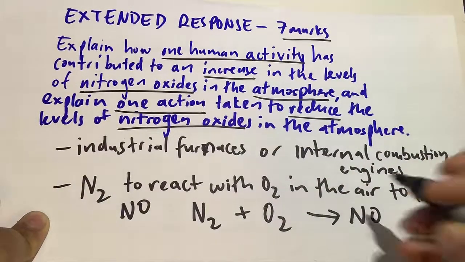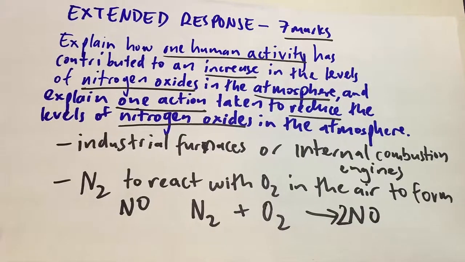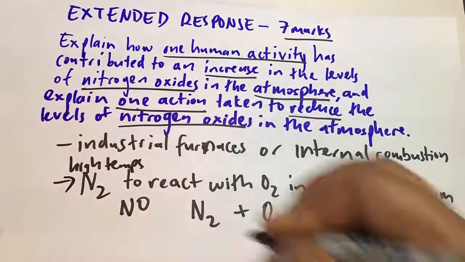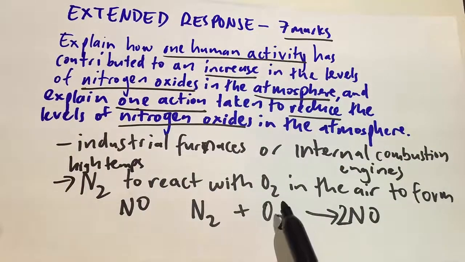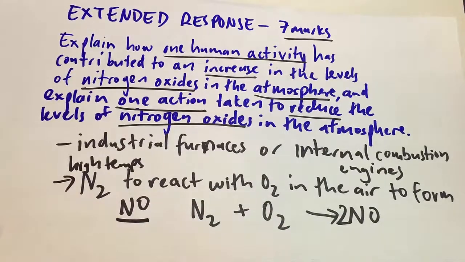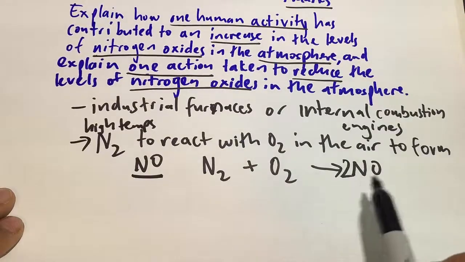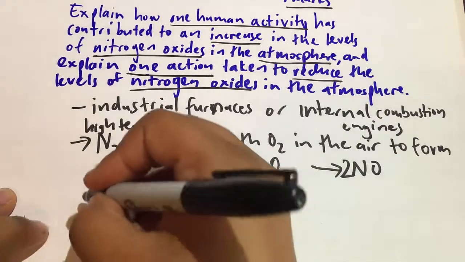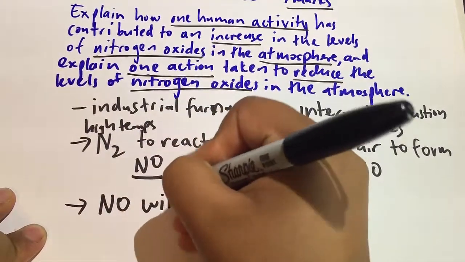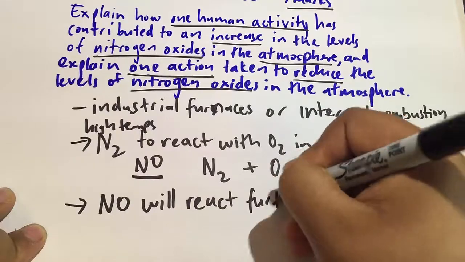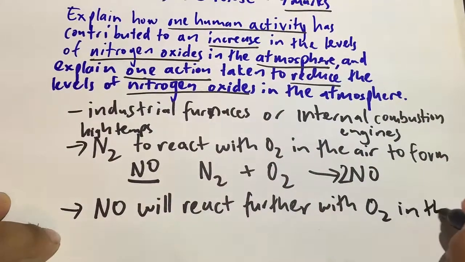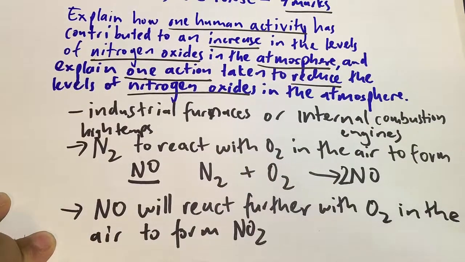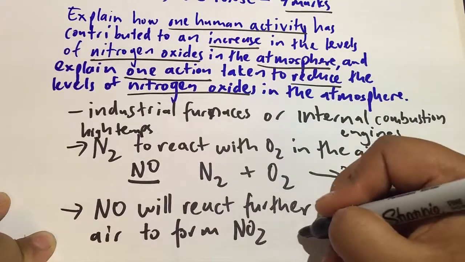Now, that equation is not in balance, so we do need to balance it out. Oh, sorry, I forgot to add high temps. So high temps allow N2 to react with O2 in the air to form nitrogen monoxide. That nitrogen monoxide can then go on to react further with oxygen in the air to form nitrogen dioxide. Again, we can put in an equation for that to support our response, and it would look something like this.